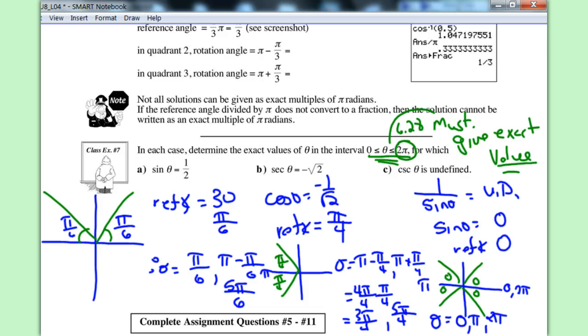And that's the end of the story, working with exact values in radians. You cannot have decimals, all right? We will see you tomorrow.